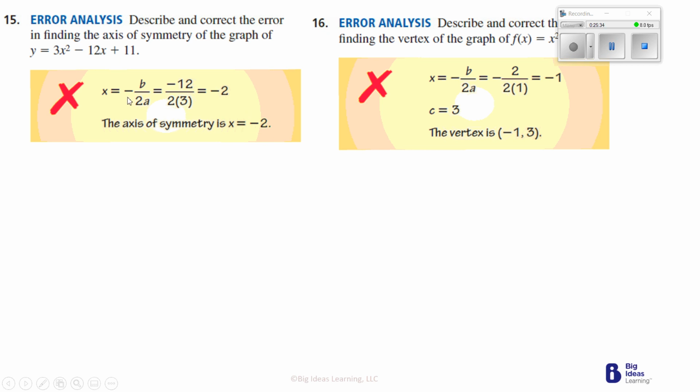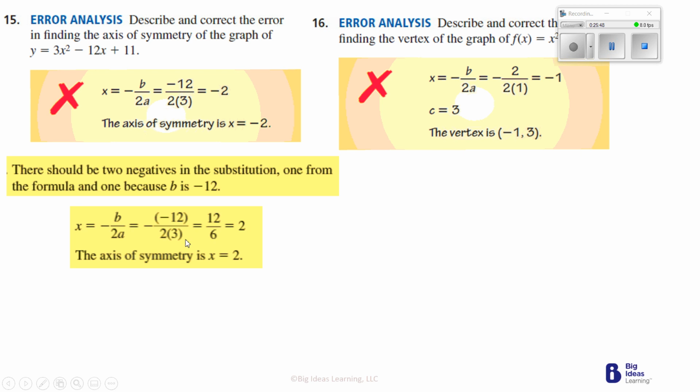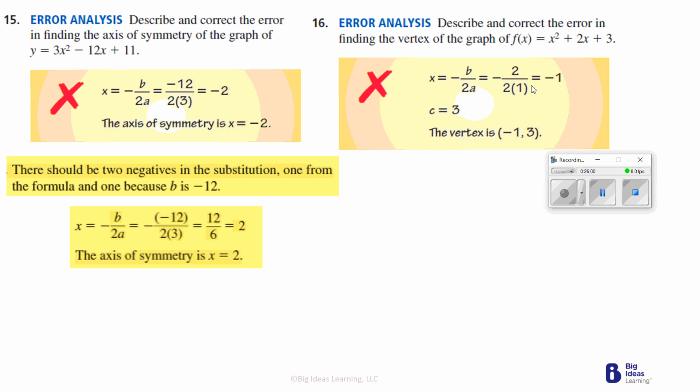Okay, so we took the negative and we applied it over here to our 12. But remember, this was a negative 12. So it should have been a negative times a negative, which would have made that a positive. It's going to end up being a positive 2, see? Should have been a negative times a negative 12, which would have given us a positive 12 divided by 6. So the axis of symmetry is actually x equals 2. I'm going to let you work on number 16 on your own.